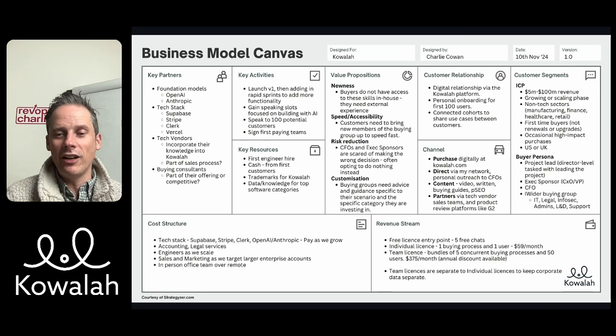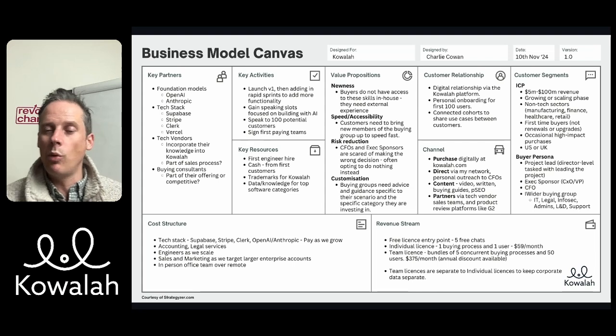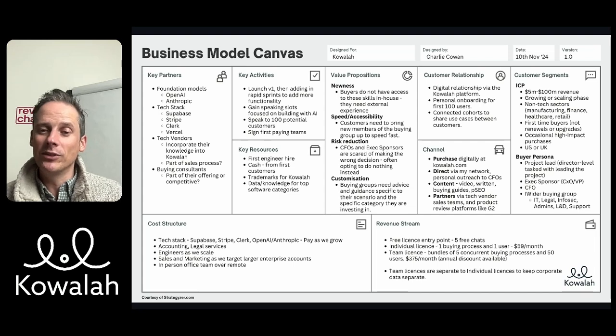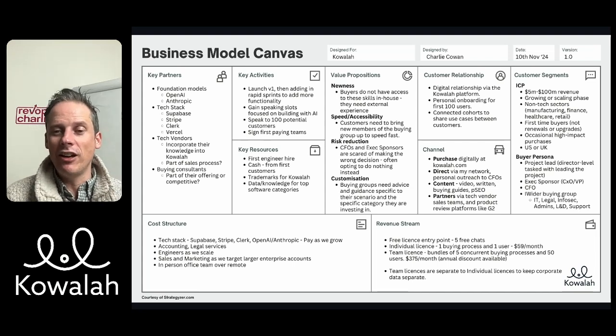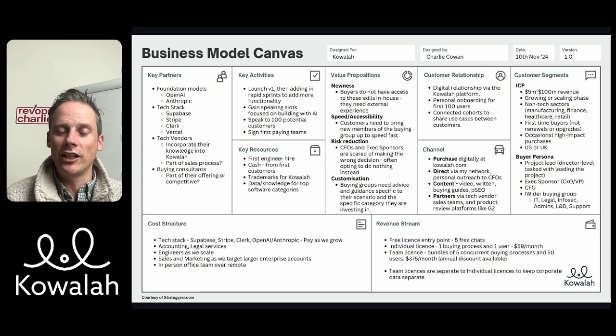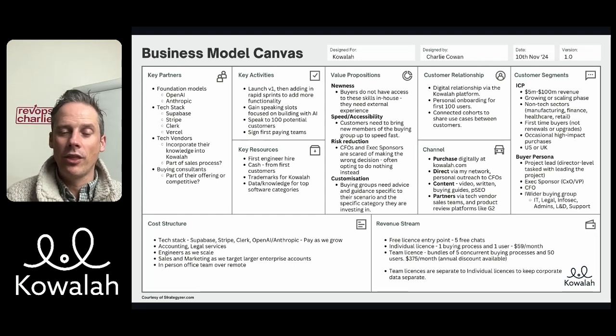And my unit of measure is not a user. Very much in AI, we're moving away from seat-based or user-based, and it's much more towards either a consumption, usage-based, or outcomes. And so for me, the unit of measure is a concurrent buying process. So as an individual license, you get one concurrent buying process and one user at $59 a month.